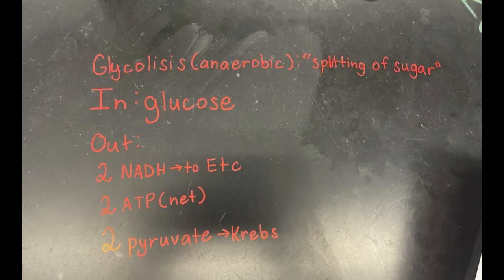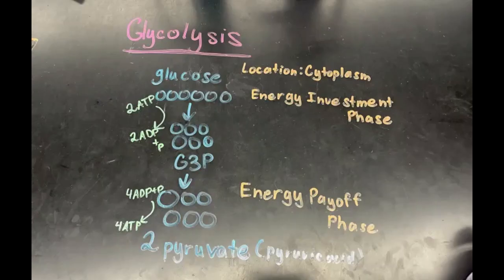This takes place in the cytoplasm of a cell. It is anaerobic, meaning it requires no oxygen. At the beginning of glycolysis, two molecules of ATP break down glucose into two G3P molecules. Then, in the energy payoff phase, the G3P is converted to pyruvate.